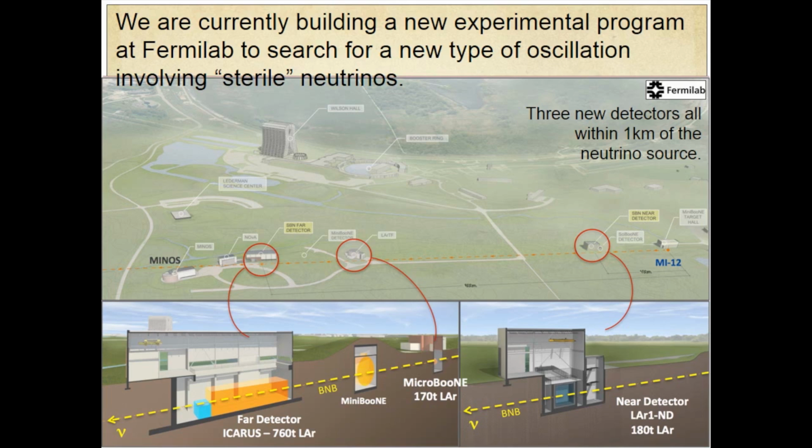And so this is all on site. This is the source. These detectors are less than a kilometer from the source. And we're building multiple ones. We're cheating a little bit. We have a spectrum of energy, but we're also going to sample at multiple L. Okay? So there's 3 detectors.